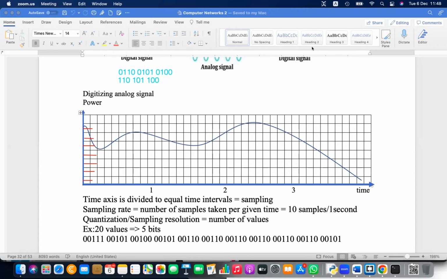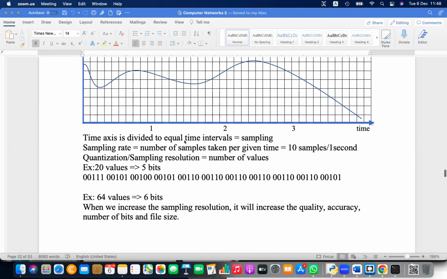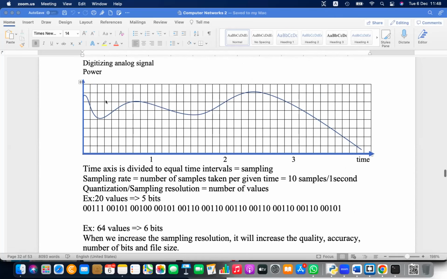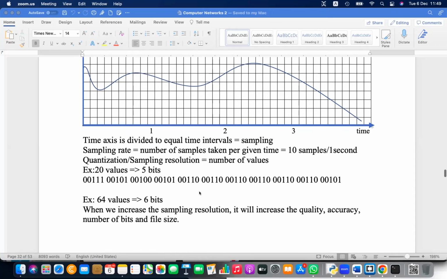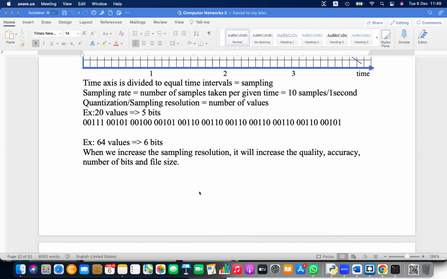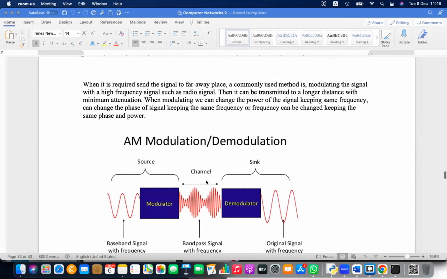Okay, both are needed. Higher the quantization, higher the sampling, you will get a better signal. Right? High quality and more accuracy. Quality is this direction. Accuracy is this direction. So you need more accuracy, and both directions together will preserve the quality and accuracy. Understood this theoretical part, digitization of analog signal, sampling and quantization.